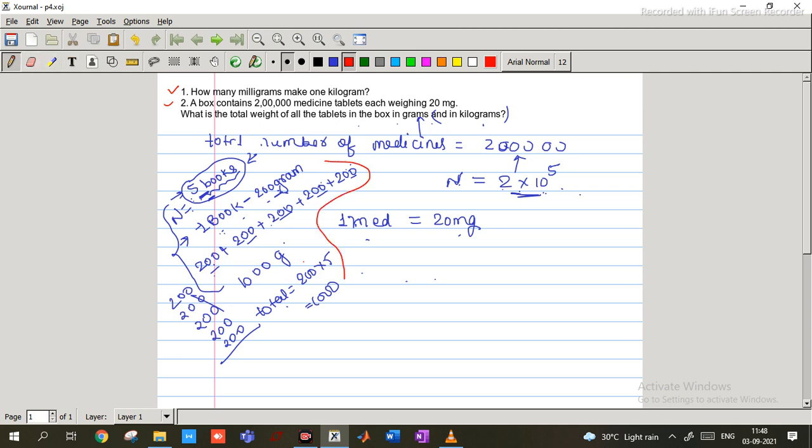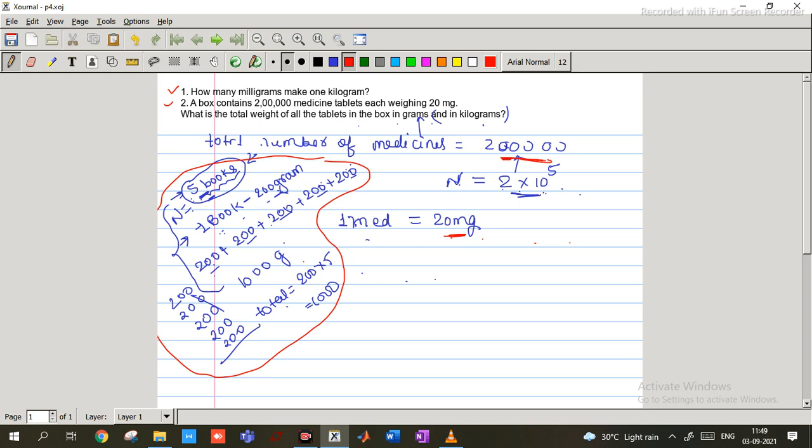In this way, we'll be able to do easy calculation. Okay, now let's come on to our main example. Again here he is saying he has 2 lakh medicines and the weight of each medicine is 20 milligram. That means 20 milligram plus 20 milligram plus 20 milligram plus 20 milligram, how many times? 2 lakh times, isn't it?